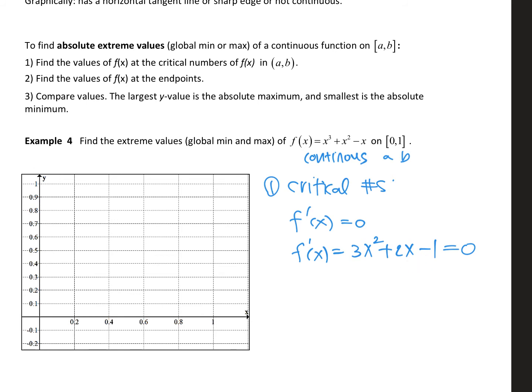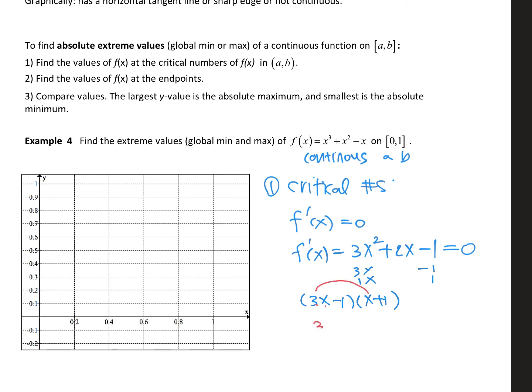So how can I factor this? Again, you have to refresh your factoring skills. 3, 1, 1, 1. That's negative. So 3x minus 1, x plus 1. For factoring, you can always double check your answer. So kind of FOIL it out.